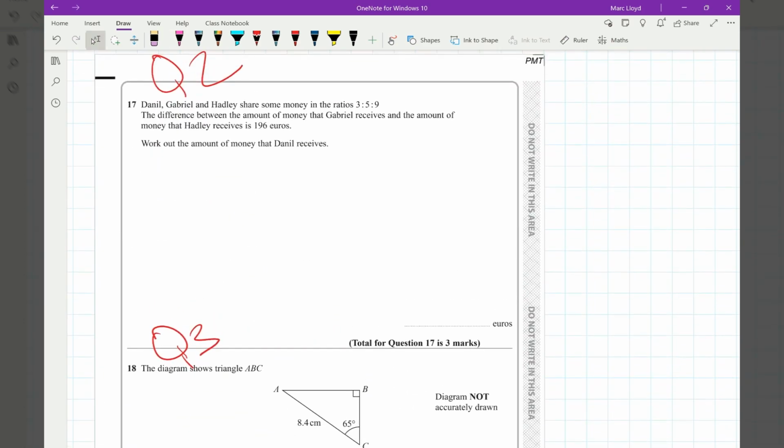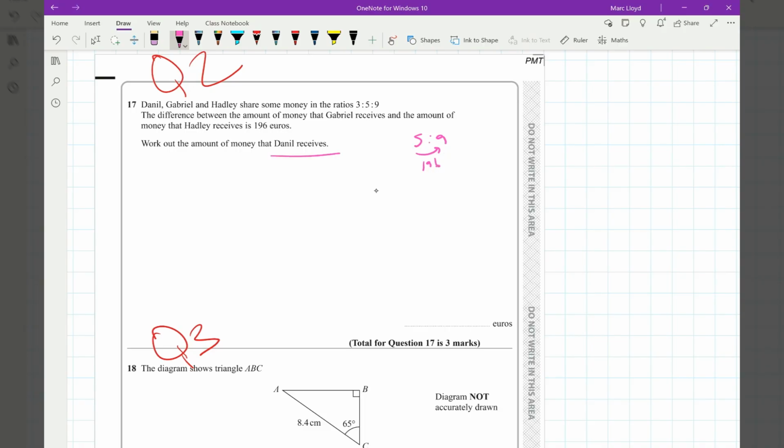Okay, question 2. Daniel, Gabriel, and Hadley share some money in the ratio 3 : 5 : 9. The difference between the amount of money that Gabriel receives and the amount of money that Hadley receives is 196 euros. So 5 to 9 is 196. Work out how much money Daniel receives.